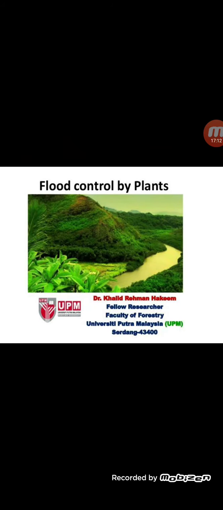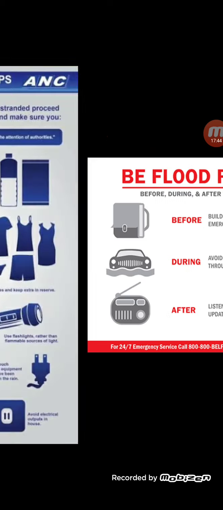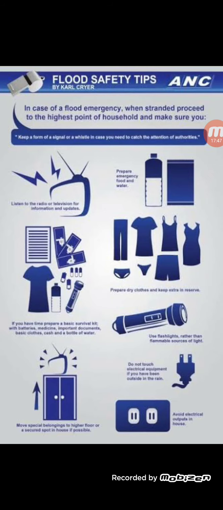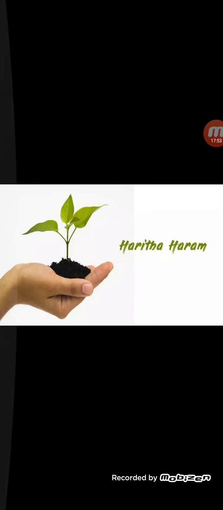And vegetation controls the flood. The importance of growing vegetation. And vegetation will stop soil erosion. This is about soil erosion. And measures to overcome the flood. That means, regarding what kind of measures we should take at the time of cyclones, about that. And again, these are about social forestry schemes.